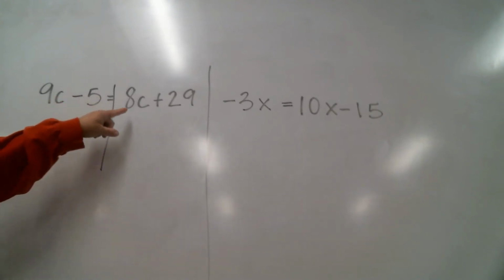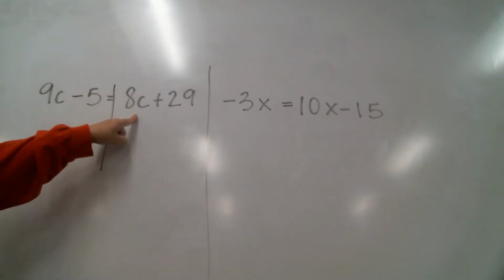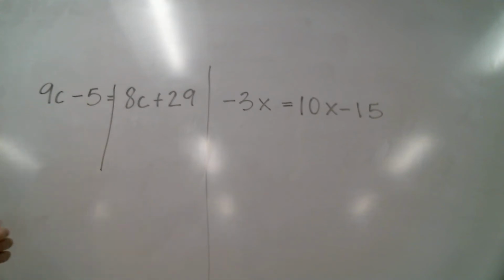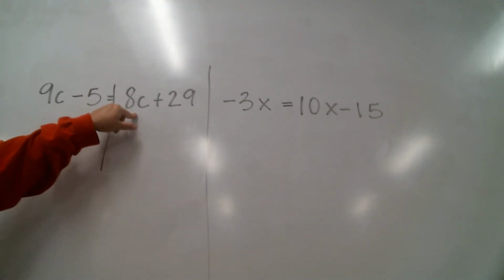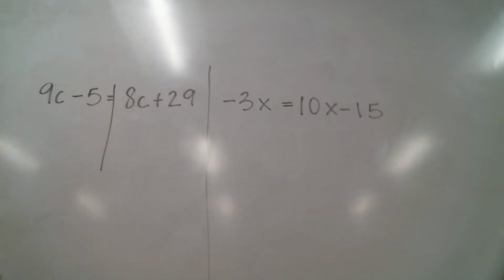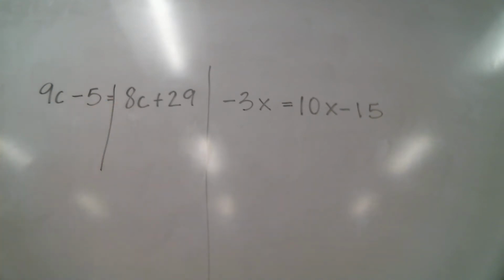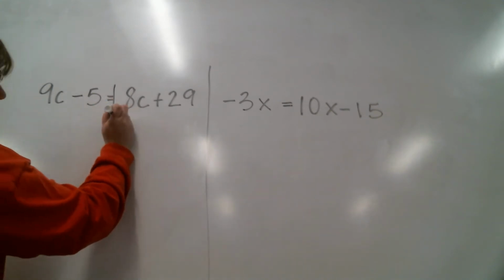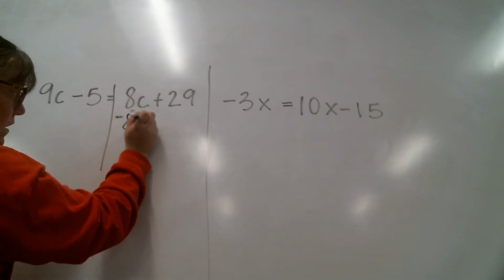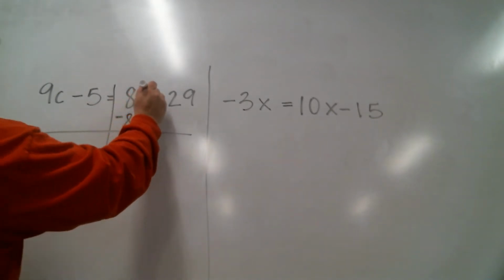Okay, so I could do it either way. I'm going to look at this 8c right here. Remember, I'm trying to isolate the c on one side by itself. So I'm going to have to remove this 8c from this side before I do anything else. It's a positive 8c because there's no sign in front of it. So it's a positive 8c. So to remove it, I'm going to have to subtract it. 8c minus 8c cancels out to nothing, which is what I wanted it to do.